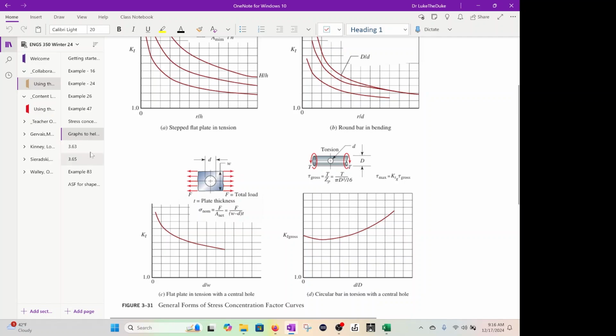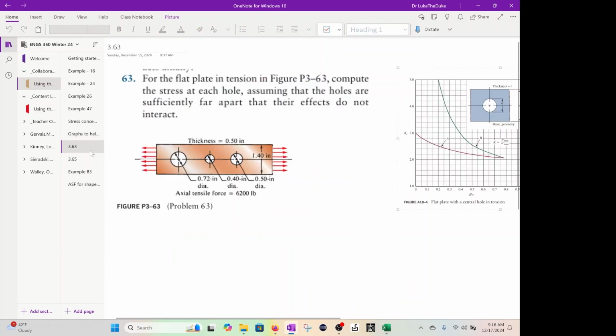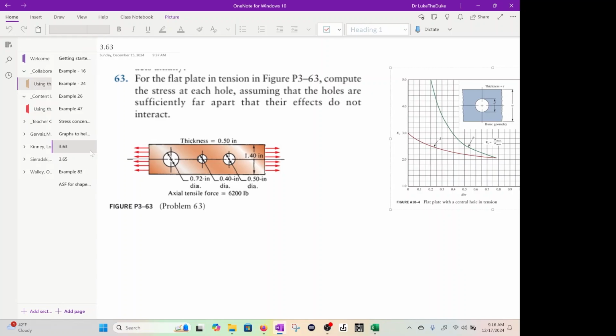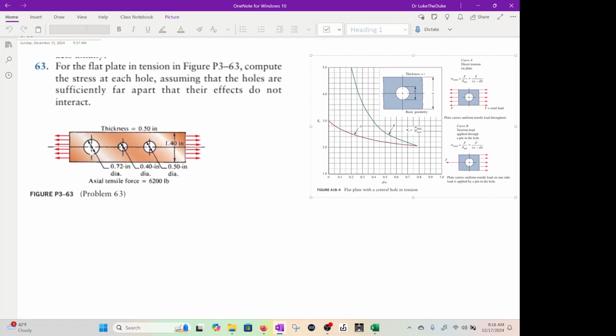Okay, so let's take an example. Let's look at 3.63. What we have is a flat plate in tension, and we have 3 holes, and we're going to calculate what the stress is for each hole. We're going to use this from the appendix that gives you easier numbers to look at.